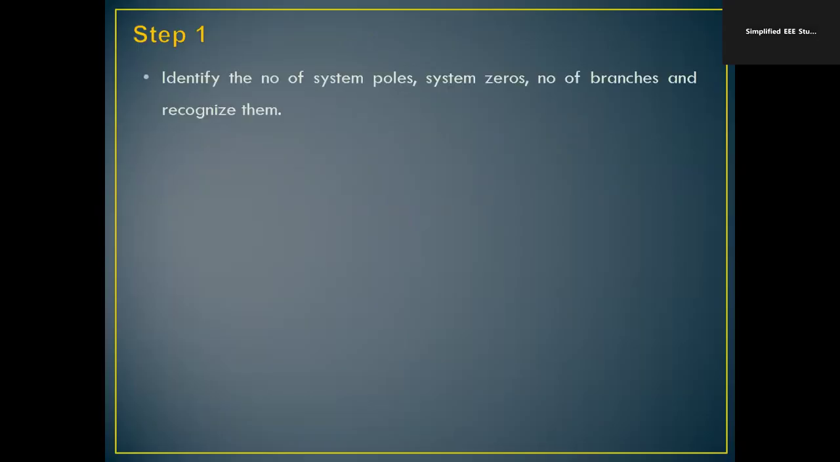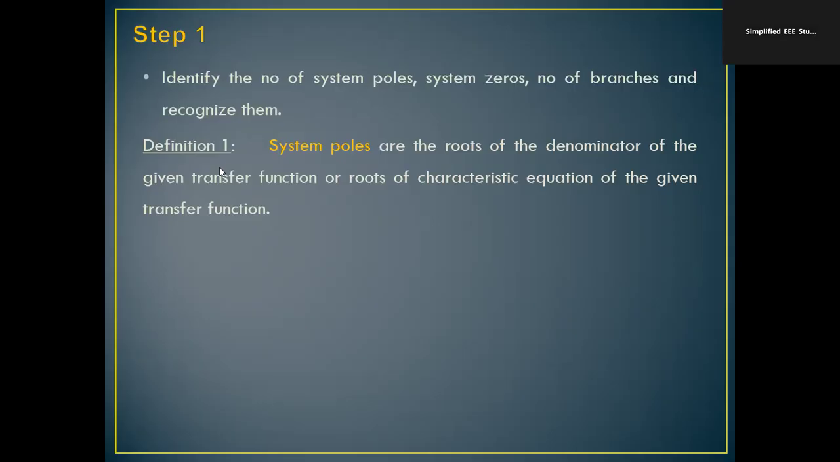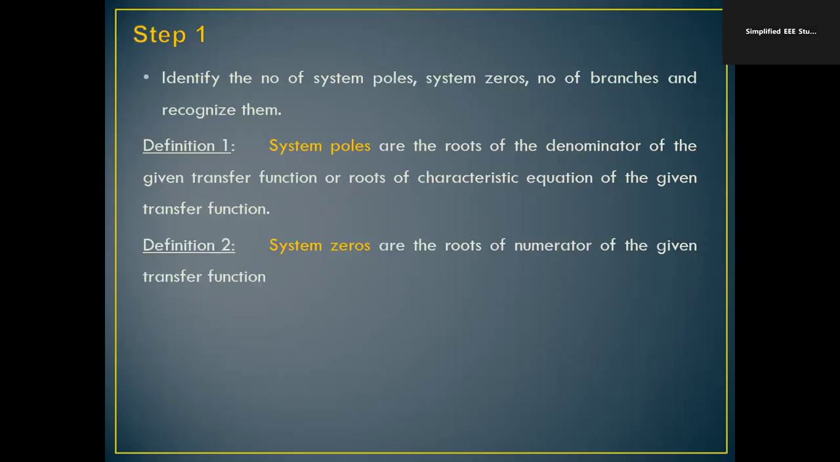First and foremost, you are supposed to identify the number of system poles, number of zeros, and number of branches. Definition: system poles are the roots of the denominator of the given transfer function, or roots of the characteristic equation. Consider the denominator polynomial, equate it to 0, and find the roots so that you can get the number of poles.